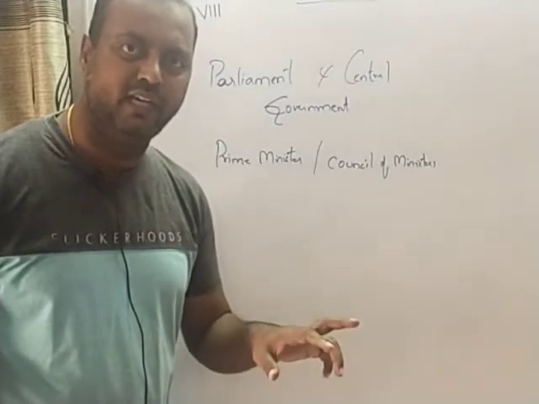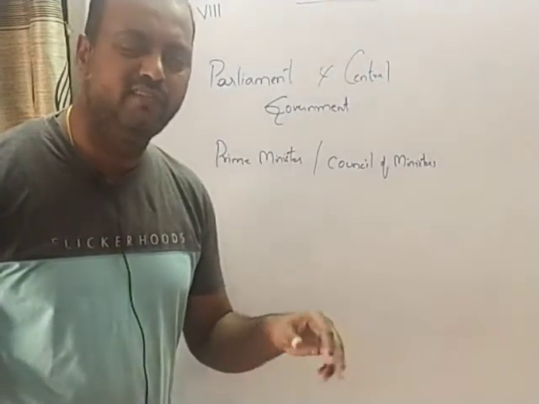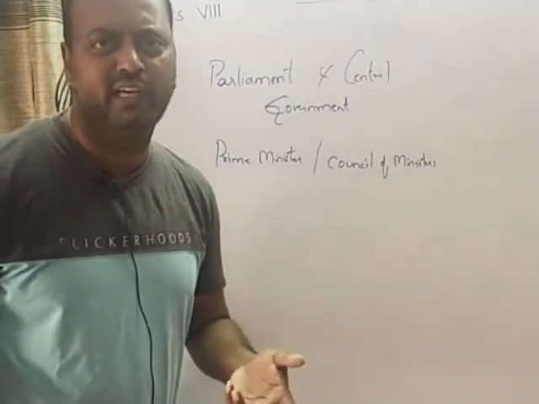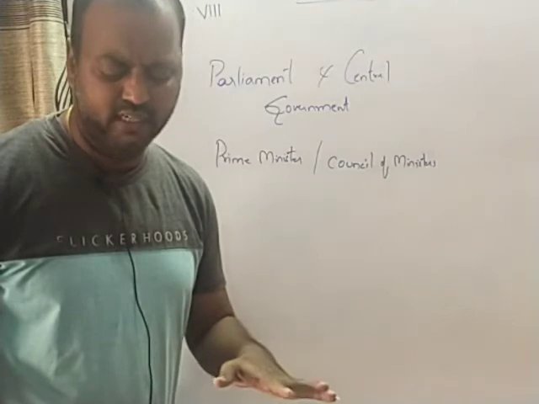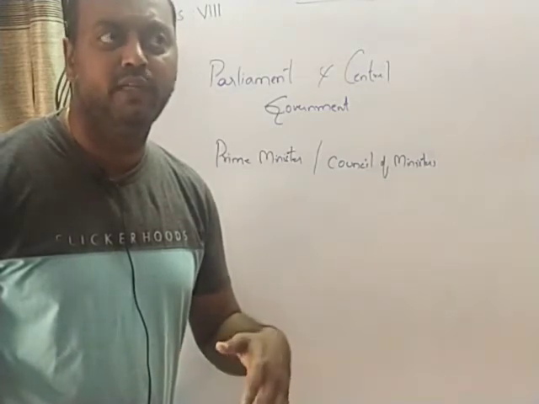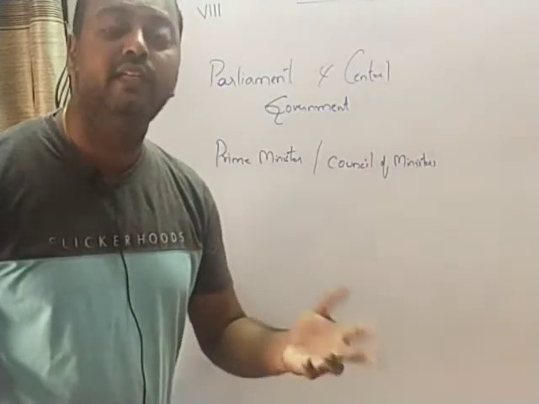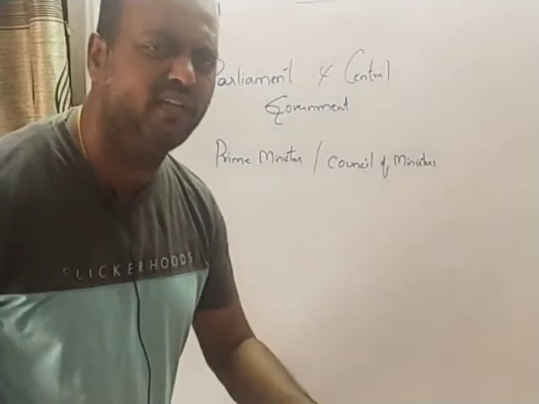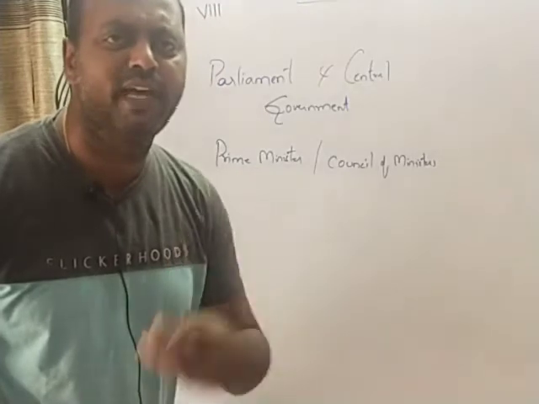What is the legislative organ? That will make the law. And the executive organ will implement the law. And the third organ is the judiciary organ, which will see that if the laws are violated, the violators are punished. These are the three important organs of any government, whether it is a central government or a state government, children. The government has three organs.